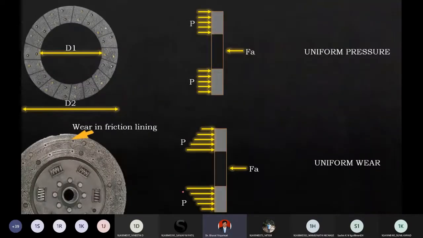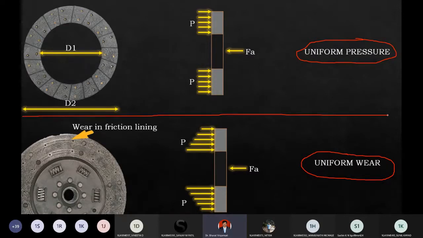So most important, try to understand this concept. There are two conditions which always happen in the system. This clutch plate can be designed in two types. The first is called the uniform pressure condition, and the second is called the uniform wear condition. If you can understand this, obviously in the next stages we can go for the equations.